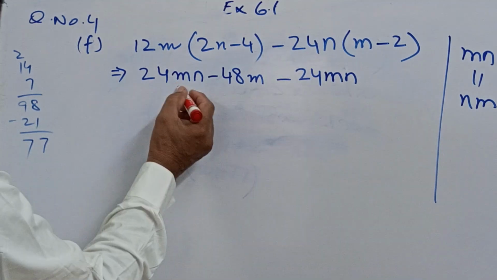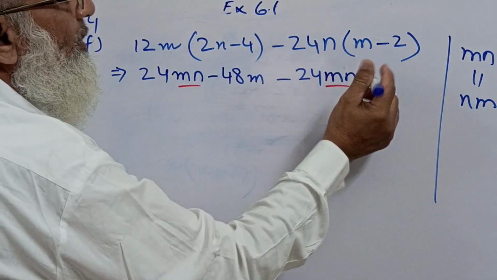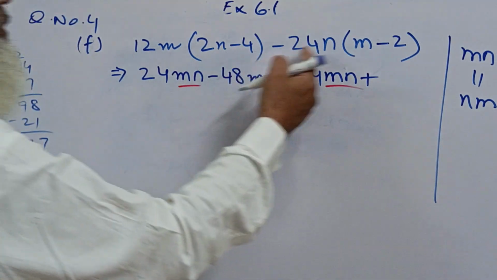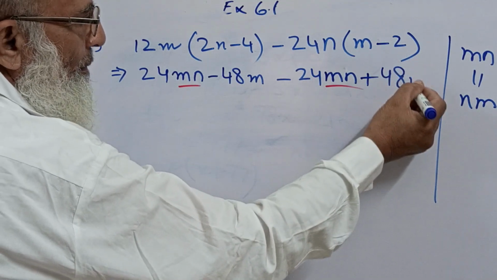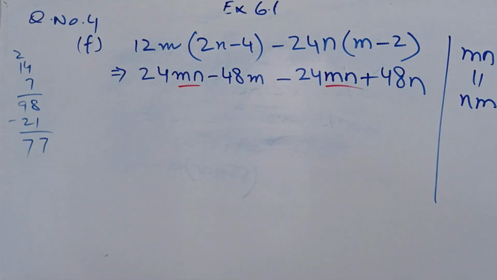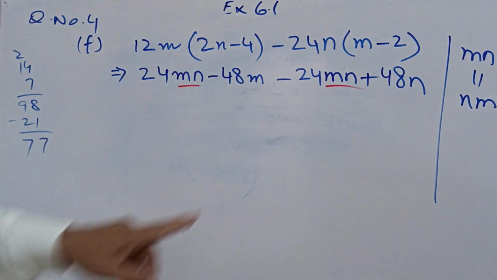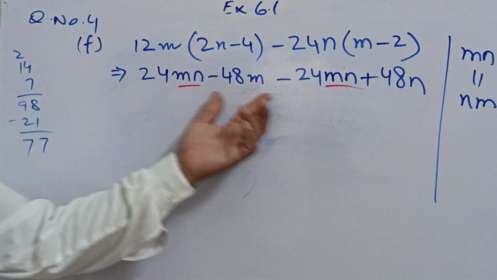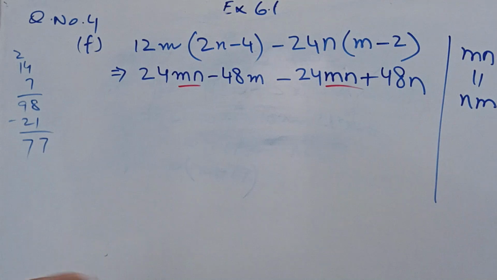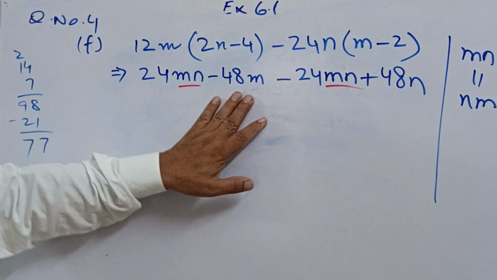Now these two quantities should look alike. So the next is minus minus plus, and 24 two times is 48n. Now you see that here we have got 48m, and here we have got 48n. Now this cannot be subtracted. These are another kind of situation.